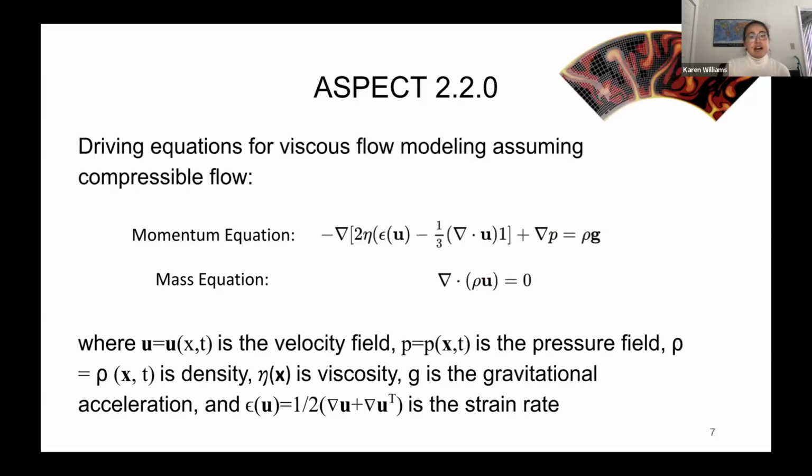So we use ASPECT version 2.2.0 to model dynamic topography. I'm sure most of you are familiar with this, but the driving equations for viscous flow modeling, assuming compressible flow, are the momentum and mass equations. These constitute the compressible Stokes system, where u is the velocity field, p is the pressure field, rho is density, eta is viscosity, g is gravitational acceleration, and epsilon is the strain rate.